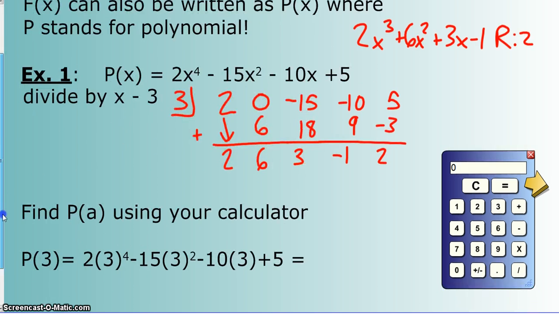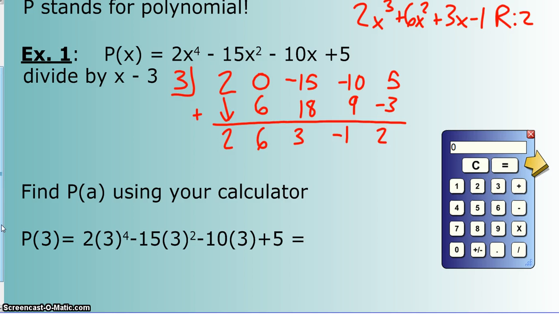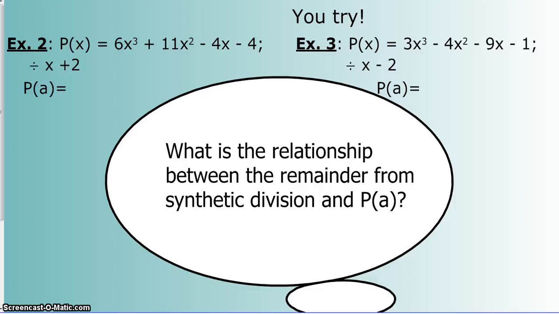But this part says find p of a using your calculator. So let's say I want to find p of 3. So if I'm going to type that in my calculator, what answer would I get? So take a minute, type that in your calculator. You should get 2. Interesting.